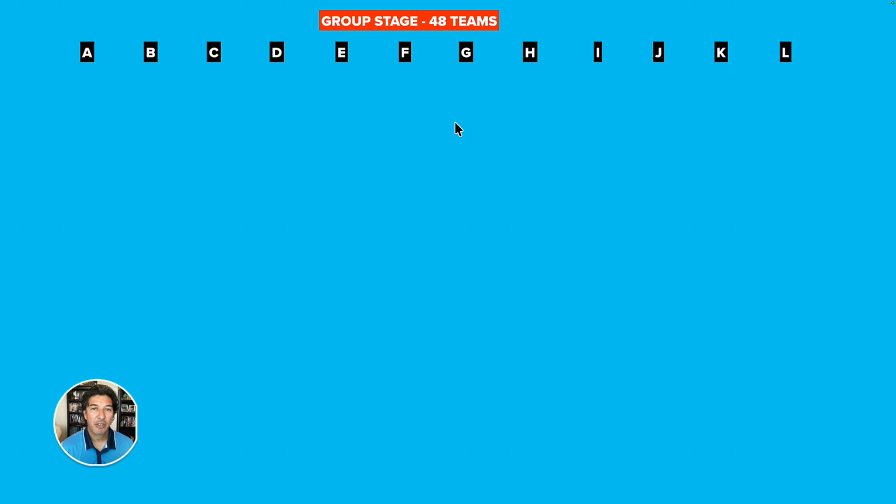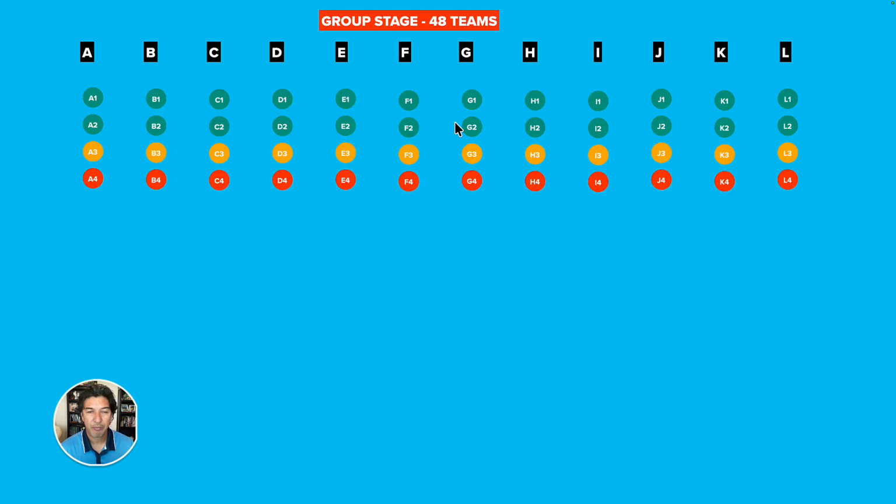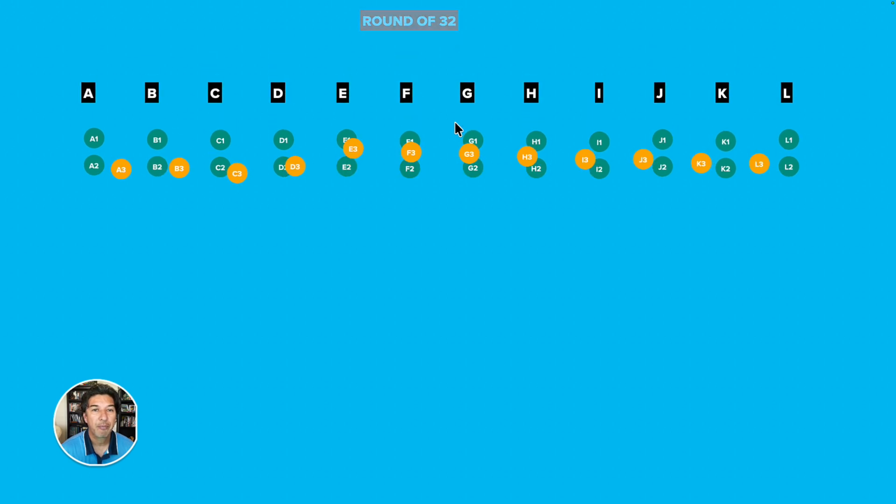The first stage, the group stage, is pretty simple. First and second team move on to the round of 32. If your team comes in third place, they may qualify, they may not, and in the next slide we're going to determine who moves on, who doesn't. And if you came in fourth place, pretty simple, you go home. So now let's look at the criteria to determine whether as a third place team you move on to the round of 32.